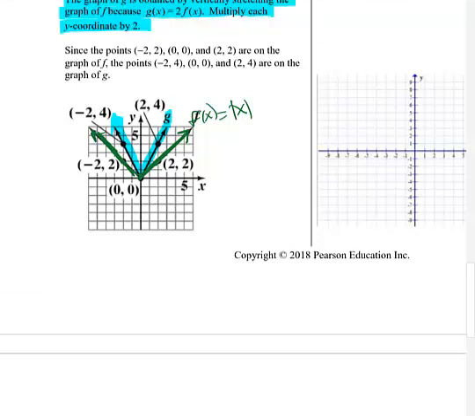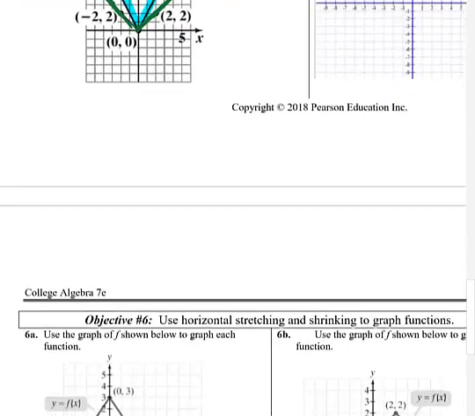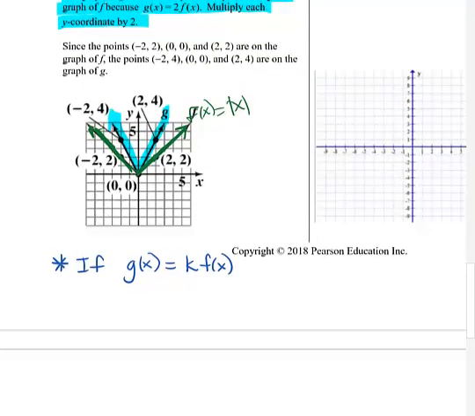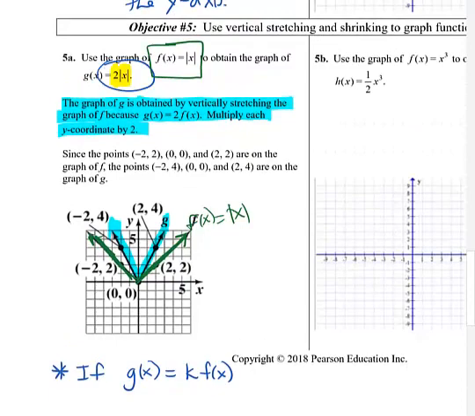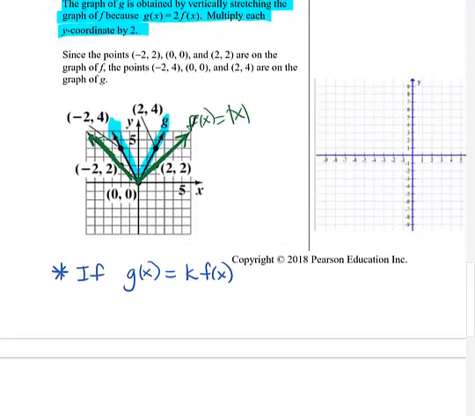It won't always become narrower though, so I'm going to make a little note down here just so we know when it'll become narrower. If I want to write it as g of x equals k times f of x, k being the 2 in this example. But it could be something else, it just depends on the example. But here we have a 2.